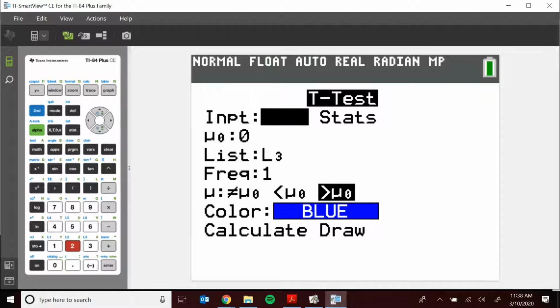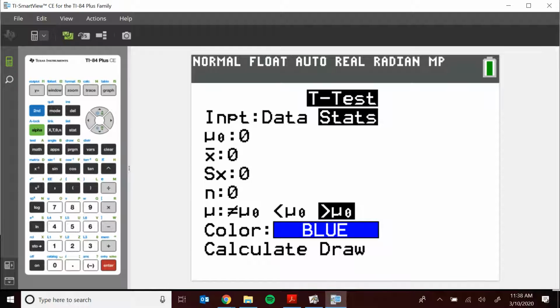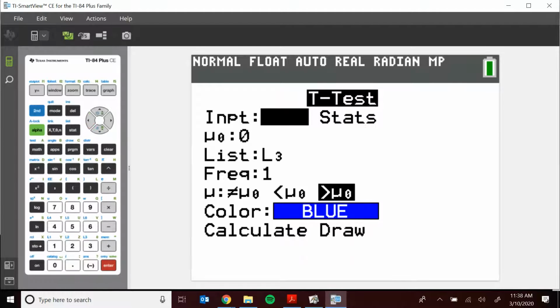Okay, and then we have the tabs up there at the top. You have your data tab versus your stats tab. Stats tab would be if they gave you the mean and standard deviation. But we have our information in, and where were our differences located that we are computing? So make sure here the list is L3. Yours might have defaulted to L1, but make sure that you put second 3 for L3 there. And the frequency can be 1. That means everything happens in there once.